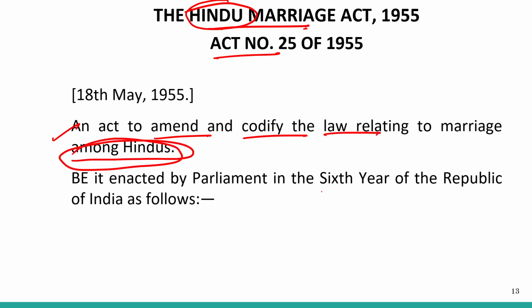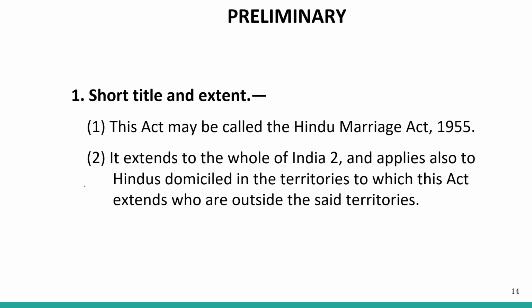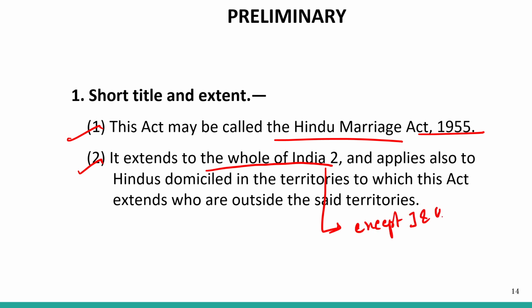Okay, marriages among Hindus, and it was enacted in the 6th year of the Republic as follows. Okay, so 18th of May 1955 it came into force. What is the name? This Act shall be called the Hindu Marriage Act of 1955. This is already clear, so you need not delve deep into it. That is something that is already self-explanatory. It extends to the whole of India. Earlier, it was except Jammu and Kashmir, where it was not applicable.